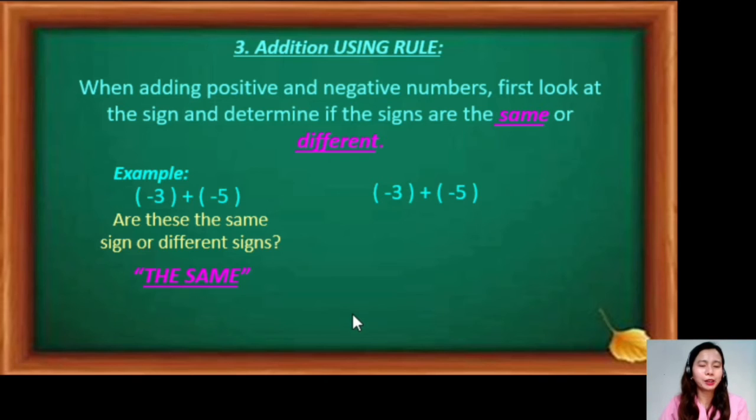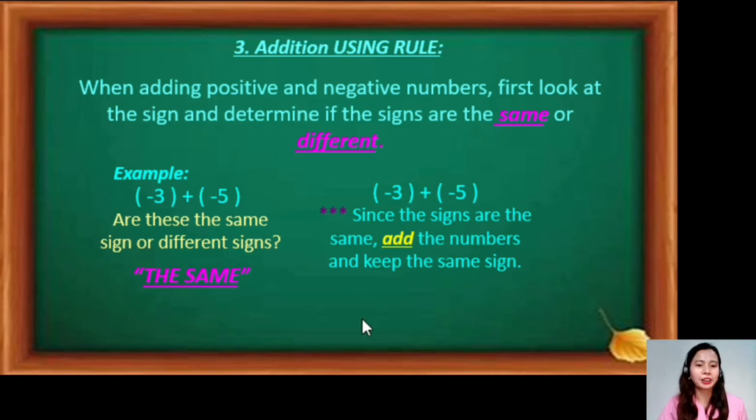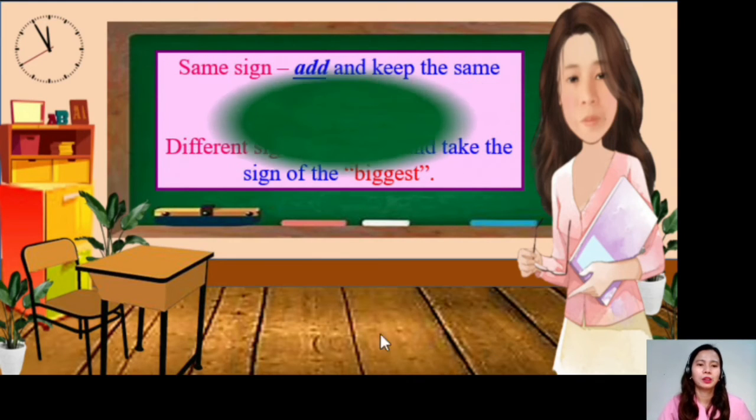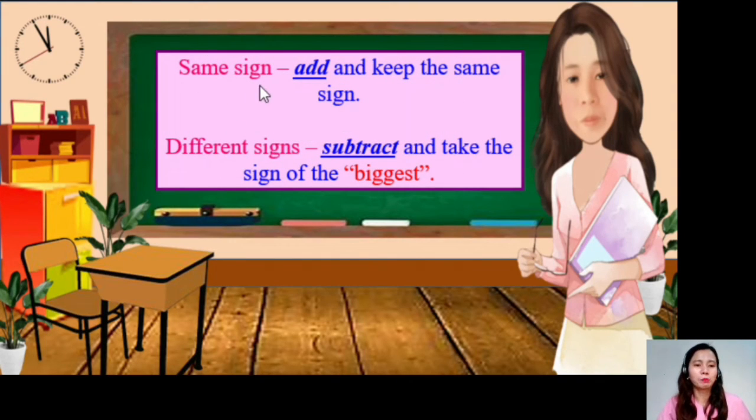We have negative 3 plus negative 5. Since the signs are the same, add the numbers and keep the same sign. Both signs are negative. So, 3 plus 5 is 8. Then, copy the sign, which is negative. So the answer is negative 8. Again, same sign, add and keep the sign. Different sign, subtract and take the sign of the bigger.